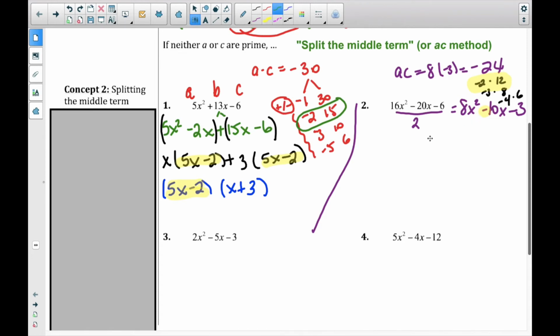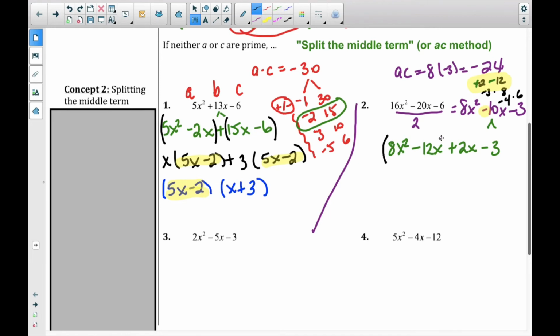I'm going to rewrite this, and I'm going to come down here a little bit to rewrite it. So I am going to break up that negative 10x. And so I have 8x squared minus 12x plus 2x minus 3. So do you see what I did here? We decided what we need is a positive 2 and a negative 12, because negative 10x is the same as negative 12x plus 2x. We split the middle term. That's called splitting the middle term.